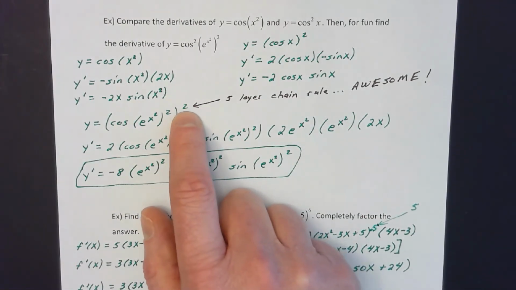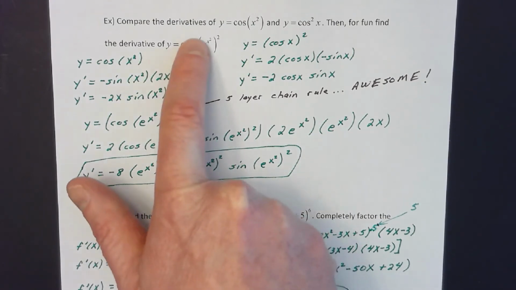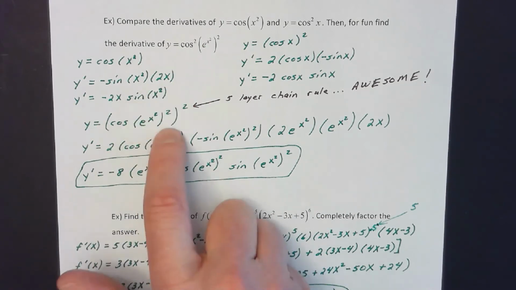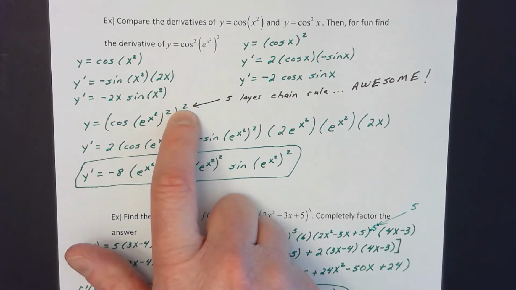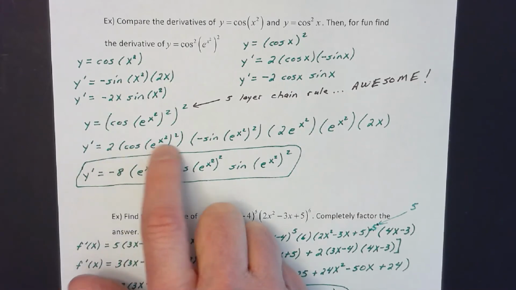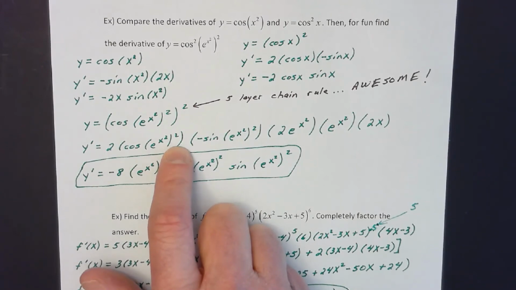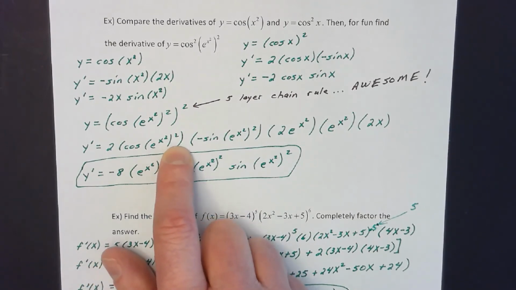First layer, the outermost layer, the power rule. Since this cosine was being squared, again, I went ahead and treated it as the entire group to the second. That helped me see it. This 2 comes down in front of the group times everything left alone to the first power. Then you say times the derivative of what's on the inside of it.